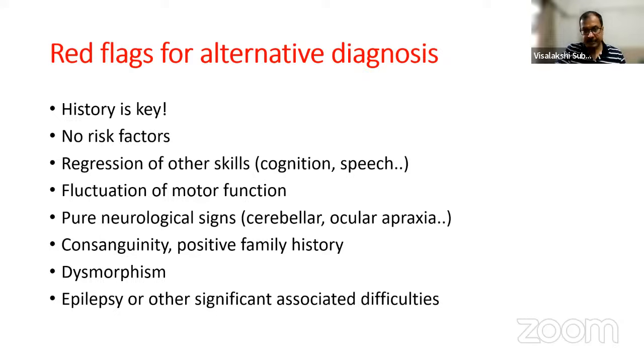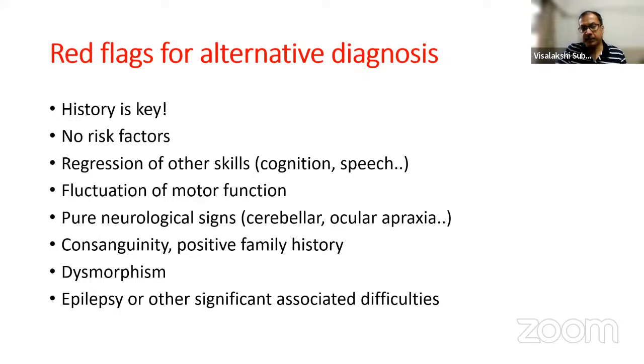Previously, they used to understand speech very well. Suddenly, they stopped understanding speech. They don't seem to be understanding anything taught in school. And if there is this regression of other skills, immediately your red flag should be, could this be any other neuroregressive disorder?